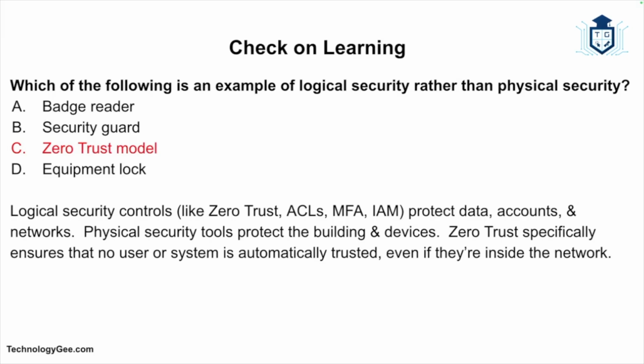And the correct answer is this will be the zero trust model. So logical security controls like zero trust, access control lists, multi-factor authentication, and identity and access management, they protect data, accounts, and networks. Physical security tools, they protect buildings and devices. And when it comes to zero trust, this specifically ensures that no user or system is automatically trusted, even if they're inside the network.